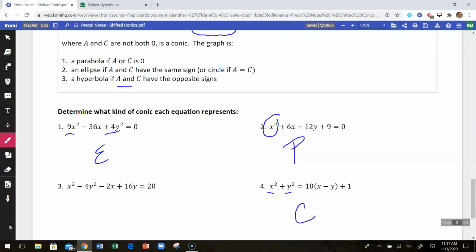And then it's a hyperbola if a and c have opposite signs. So if they are one positive, one negative, that is going to be a hyperbola. So just checking those squared variables will help you determine, before you even start with anything, what kind of conic section you have.